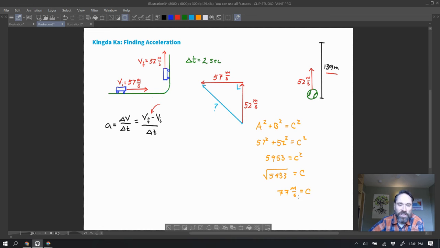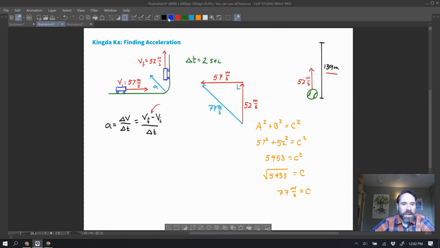This is my change in velocity. So this leg length of the triangle, which is my change in velocity, is 77 meters per second. Nice. Now you'll also notice that I've got a direction, which means my acceleration is in this direction, and it's 77 meters per second. I'm dropping in an a here because if I divide by time, time has no direction, so my direction is always going to be that one, whether it's the change in velocity or the acceleration.